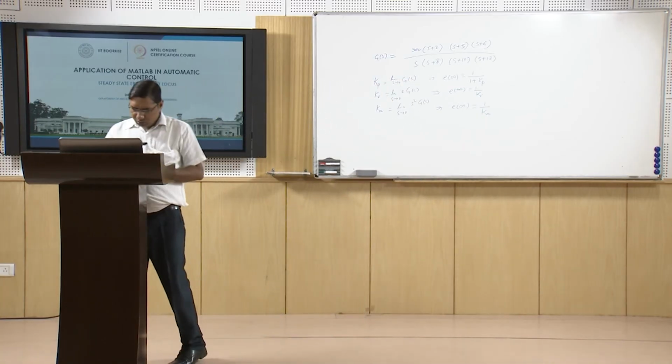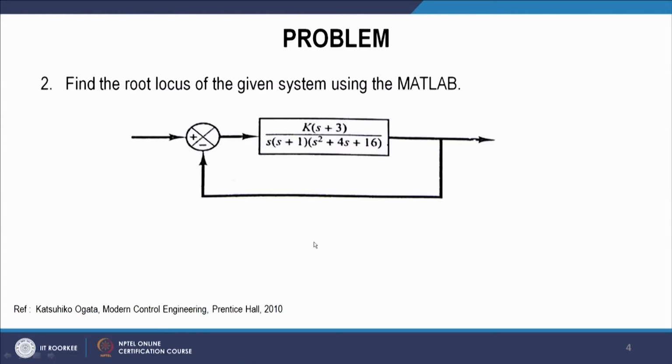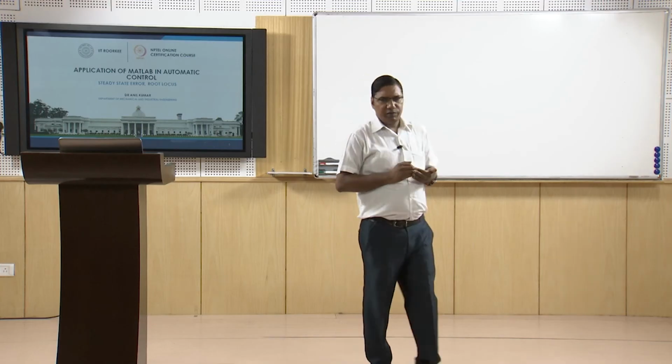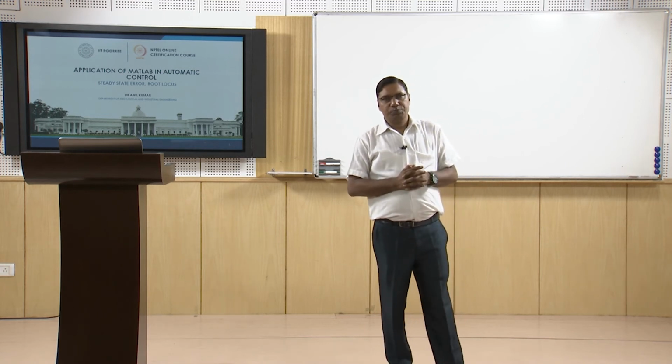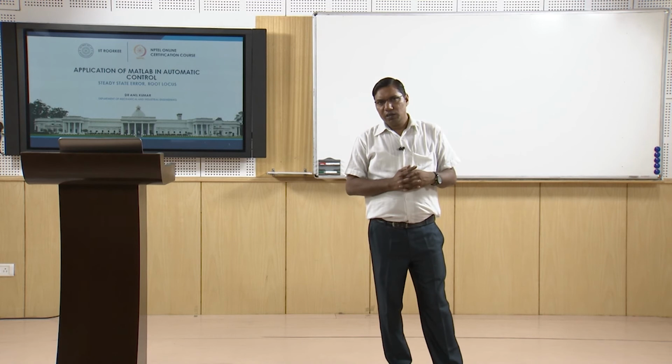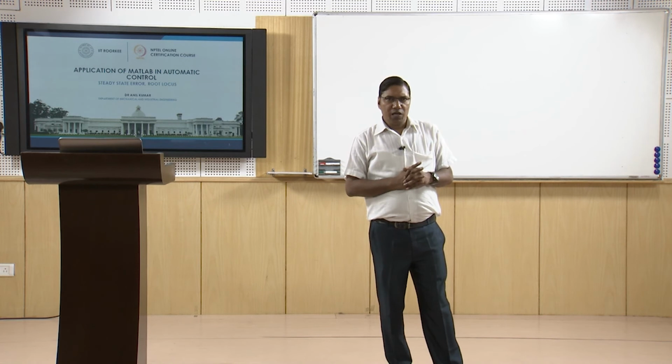Now we come to the next problem, that is, find the root locus. We have already discussed root locus techniques. Root locus represents the movement of closed loop poles when we vary the gain. We discussed several rules that help us identify the branches of the root locus and sketch it. However, in Matlab there is a very simple command that can plot the root locus.